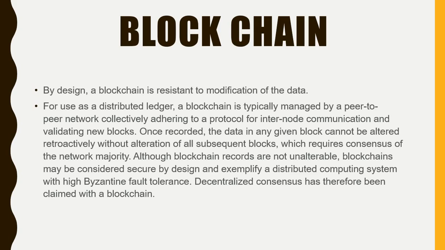For use as a distributed ledger, a blockchain is typically managed by a peer-to-peer network, collectively adhering to a protocol for inter-node communication and validating new blocks. Once recorded, the data in any given block cannot be altered retroactively without alteration of all subsequent blocks, which requires consensus of the network majority. Although blockchain records are not unalterable, blockchains may be considered secure by design and exemplify a distributed computing system with high Byzantine fault tolerance. Decentralized consensus has therefore been claimed with the blockchain.